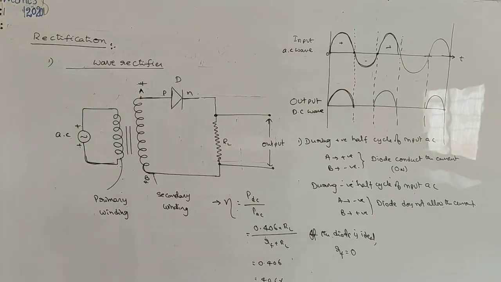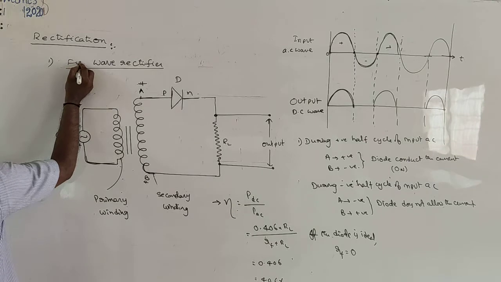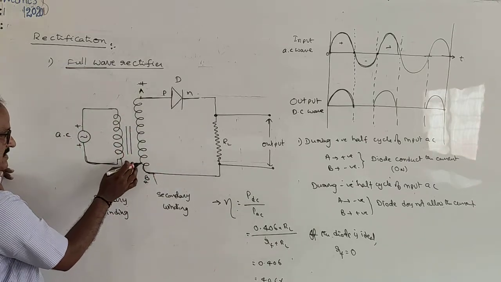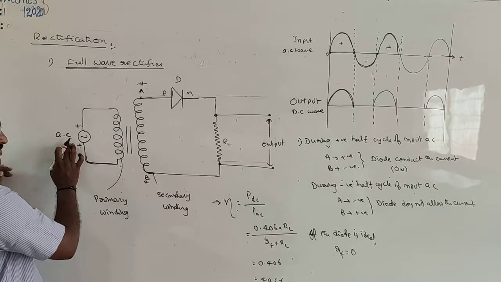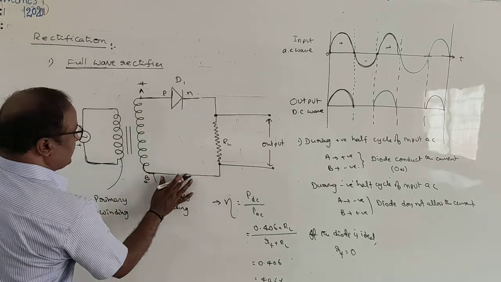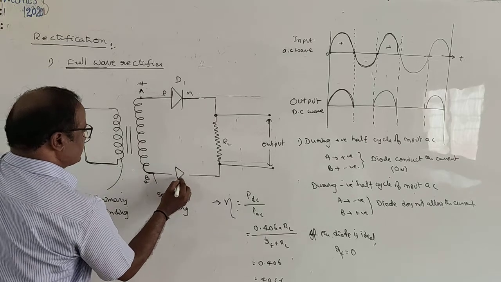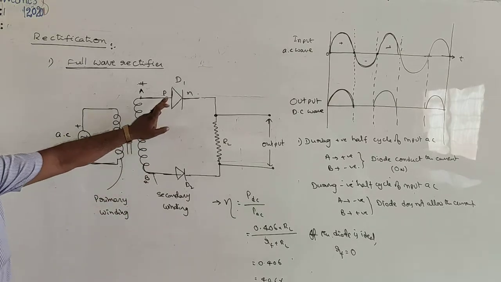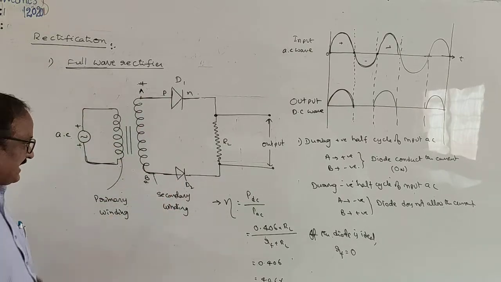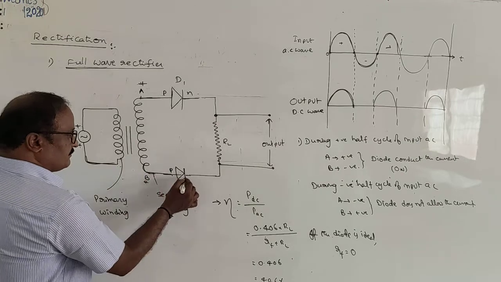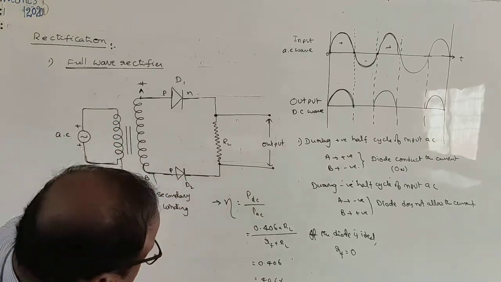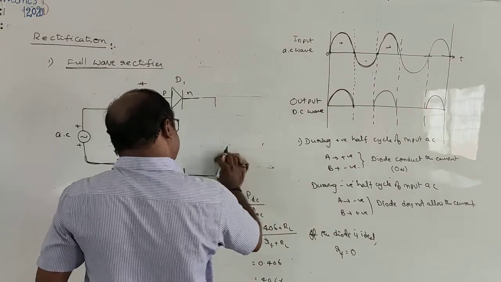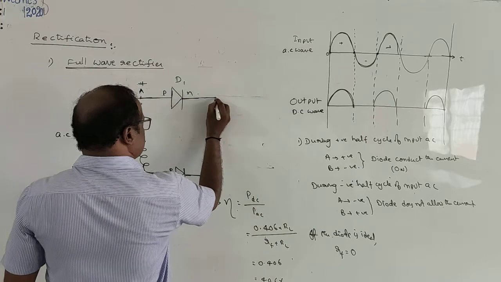Very simple, very easy. The full wave rectifier circuit diagram is the same, but this is the transformer, the AC source. Here this is D1. Here another junction diode is also taken. Two diodes are taken in the case of a full wave rectifier, D1 and D2. The P-type of one is connected to A. The P-type terminal of the other diode is connected to B. Next, in the output region, the n-type terminals of both the diodes are connected together.